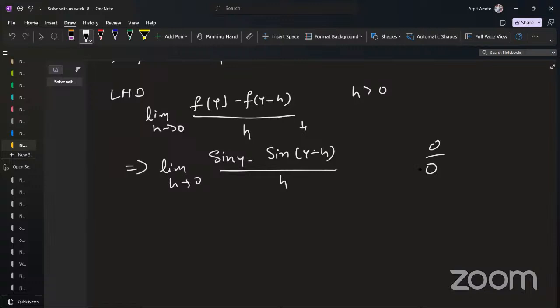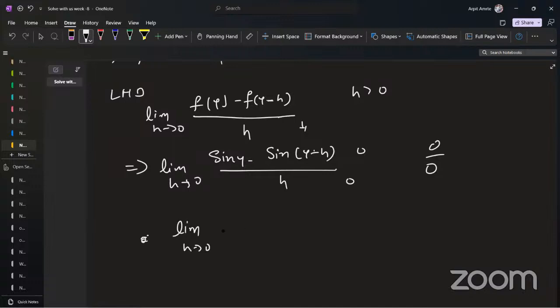Here it will become sin y minus sin y. This will become 0 in the numerator, and the denominator is also becoming 0, right? So if h goes to 0, it is 0 by 0. So if we directly apply L'Hospital here, what will it be?